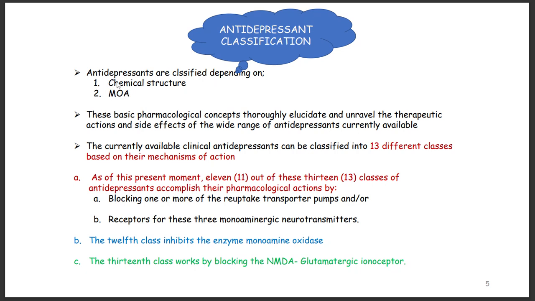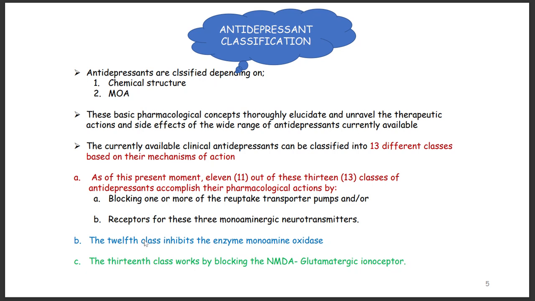Classification based on the mechanism of action, you are going to have 13 classes. Of the 13, two are the classical drugs, and then 11 are non-classical. Of these, 11 are going to be blocking one or more of the reuptake transporters. Remember, when dopamine has done its function, it's supposed to be taken back into the cell, same with norepinephrine and serotonin. So the 11 of the 13 will be blocking reuptake, basically increasing the monoamines on the receptors.